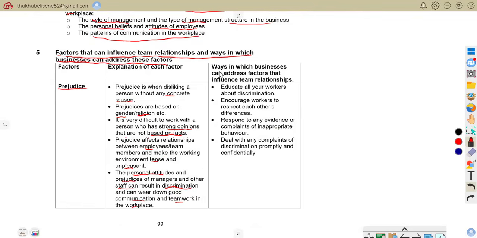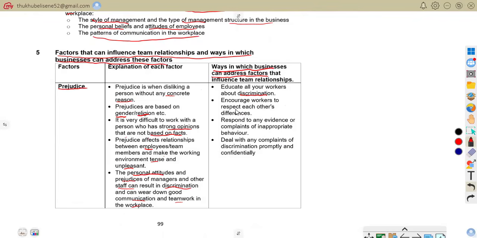So now we come to ways in which business can address these factors that influence teamwork relationships when we are talking about prejudice. So he said, educate all workers about discrimination. Try by all means to educate people on discrimination, fully about it, how it is going to impact the business, the disadvantage of discrimination. Try to teach all the workers about that.